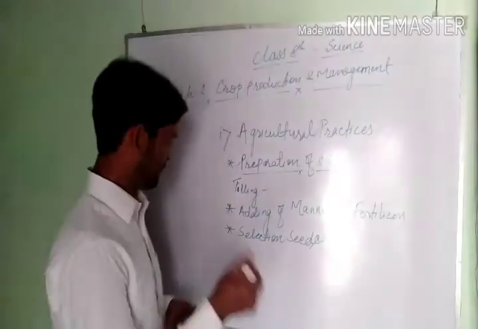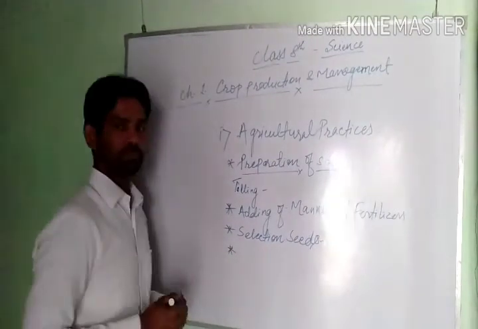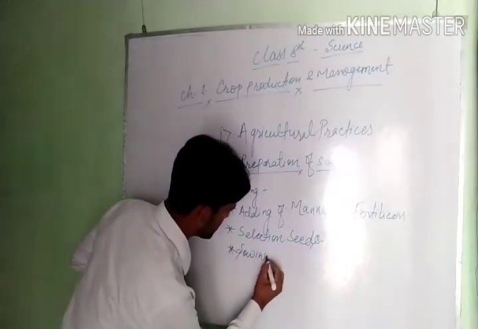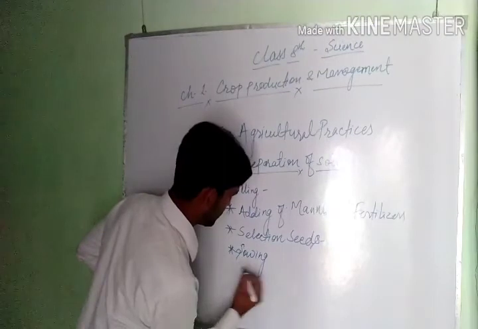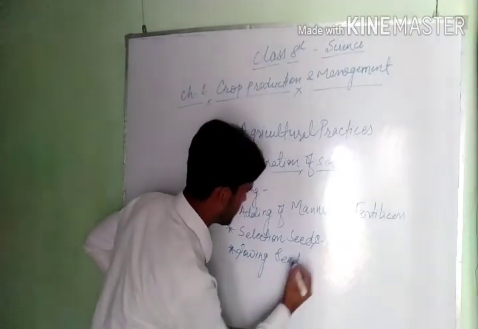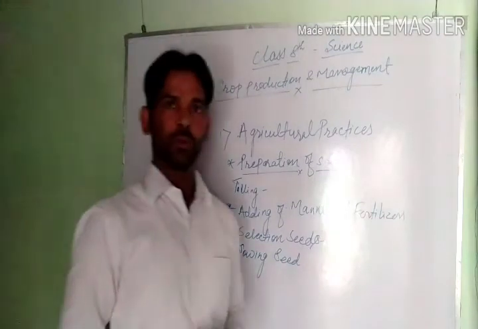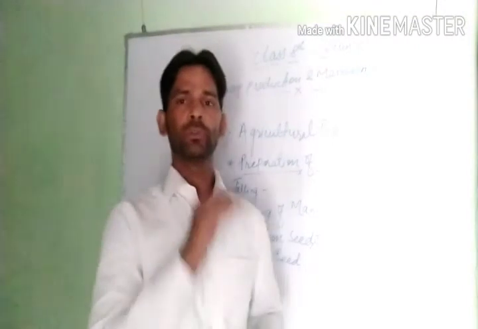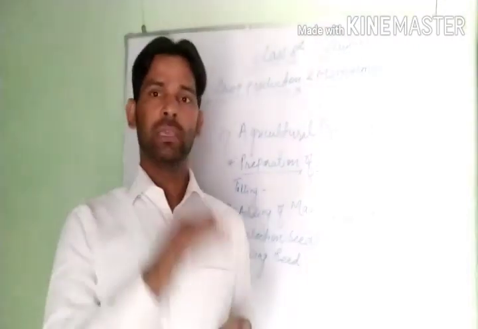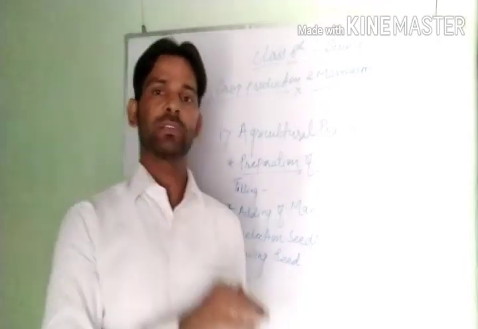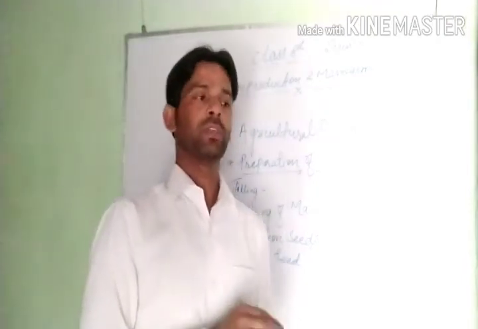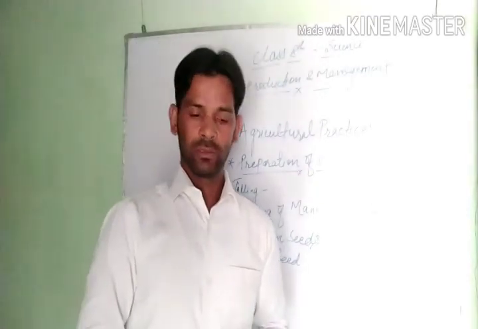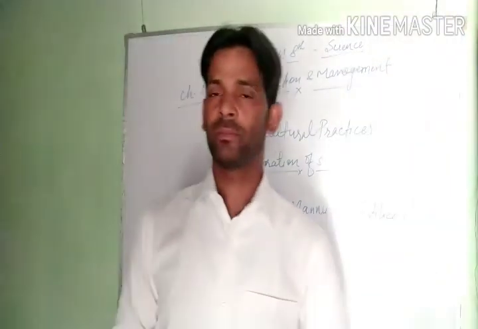सोविंग ऑफ सीड. Sowing of seed means you have to know about the area and the amount of seed to be used. If too much seed is used for a very small area, the production cannot be proper.